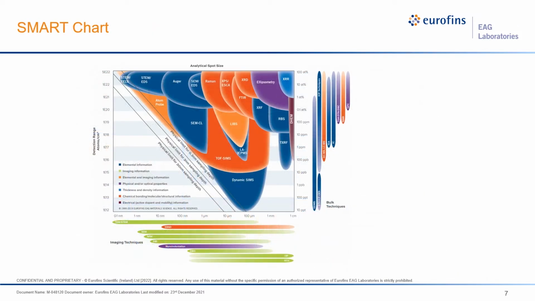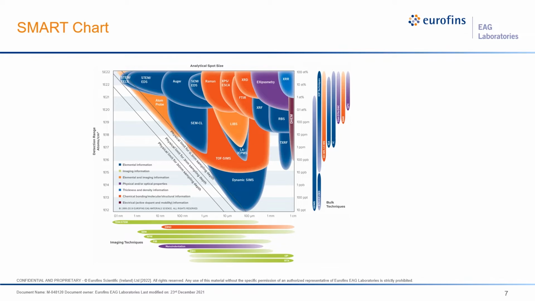As this series of webinars is named after the Smart Chart, let's have a closer look. The chart, colloquially called the bubble chart, has been used within EAG for a long time, and some of you might have come across it earlier. The Smart Chart captures the broad technical capabilities of EAG in one graphical representation, so that strengths and limitations can be easily compared. The x-axis on the plot shows the lateral resolution or spot size of the technique. On the y-axis is the detection range.